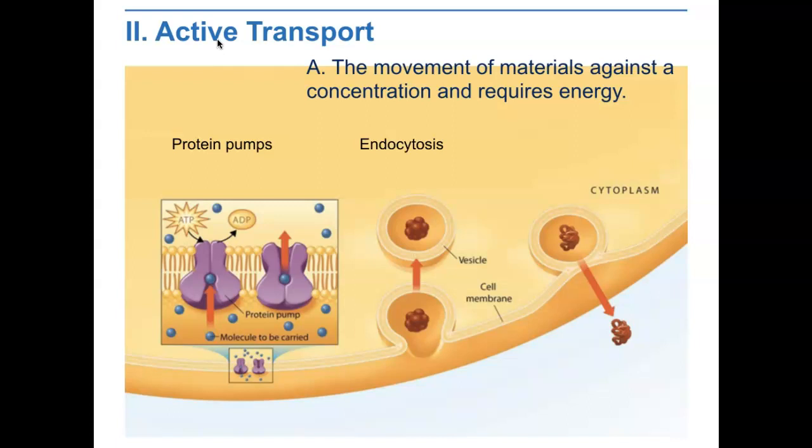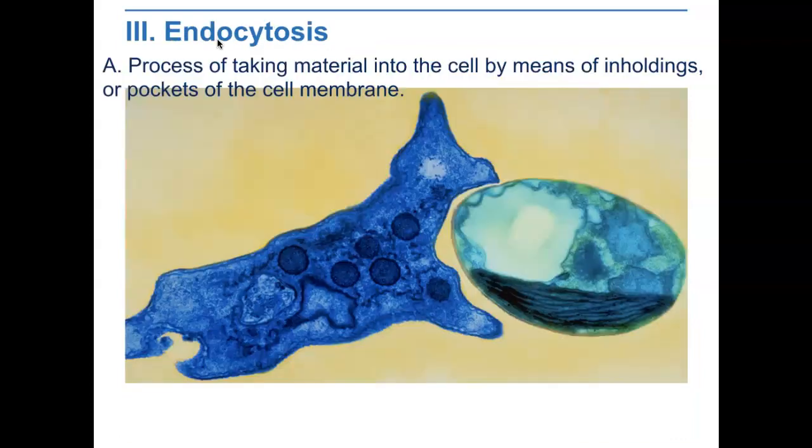In endocytosis, the membrane forms a pocket around the particle. The pocket then breaks loose from the cell membrane and forms a vesicle within the cytoplasm. In exocytosis, the membrane of the vesicle surrounds the material, then fuses with the cell membrane. The contents are forced out of the cell. Endocytosis is the process of taking material into the cell by means of infolding, or pockets, of the cell membrane.